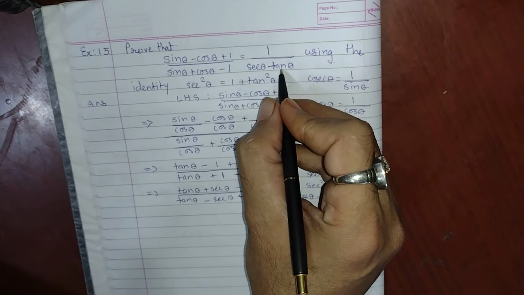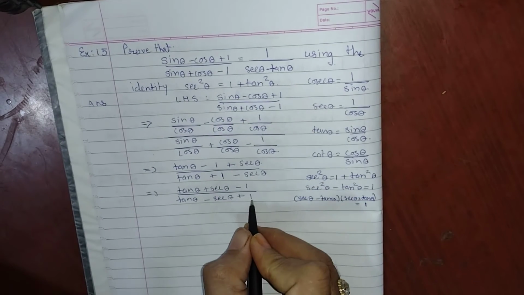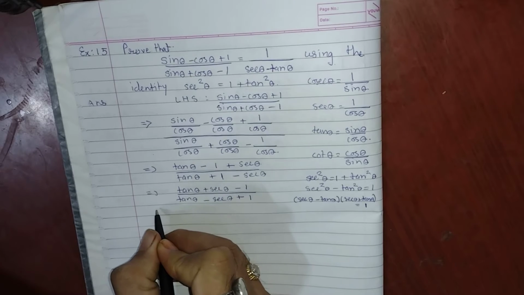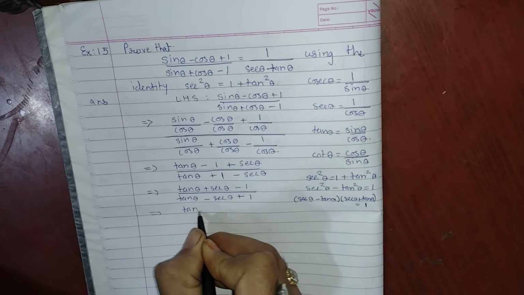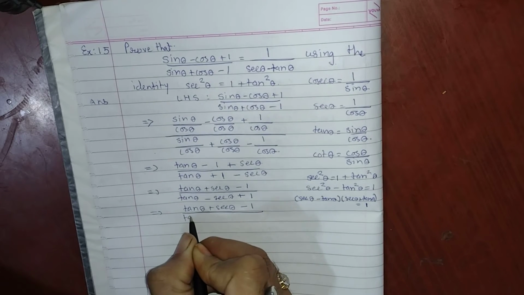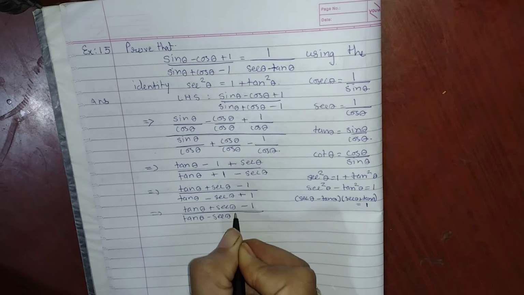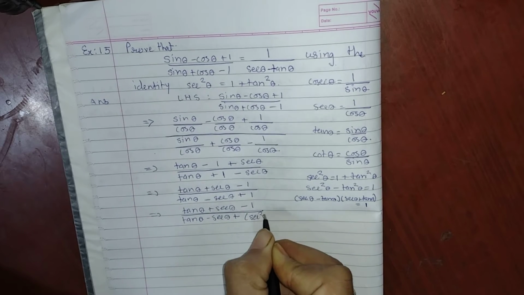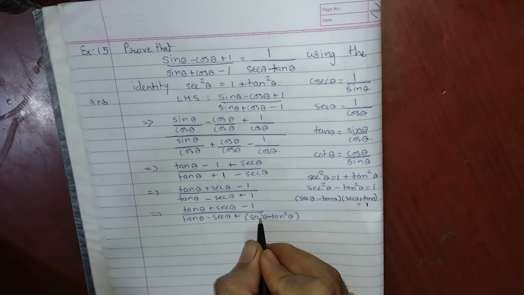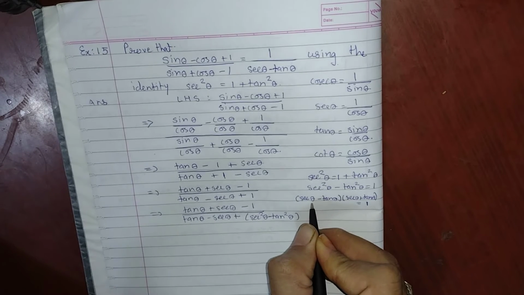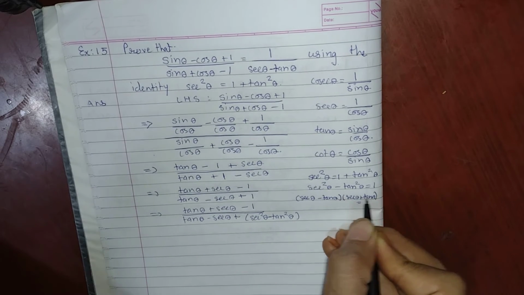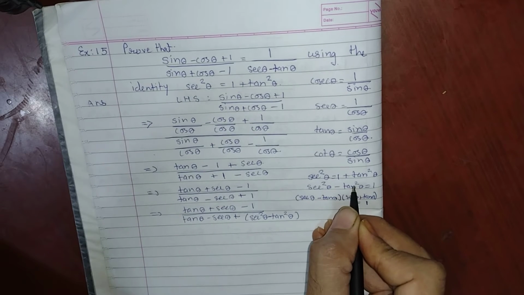So now we have to prove it through the denominator. In the denominator, in place of 1, we will write sec square theta minus tan square theta. The numerator we leave as the same, but in the denominator, in place of 1, we write sec square theta minus tan square theta. Now sec square theta minus tan square theta, if we expand it, we will get sec theta minus tan theta and sec theta plus tan theta.